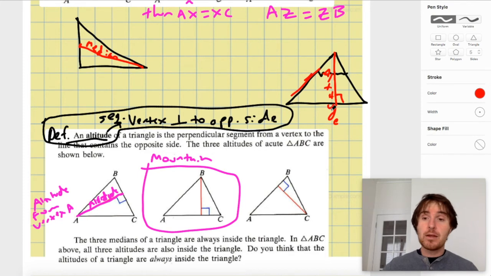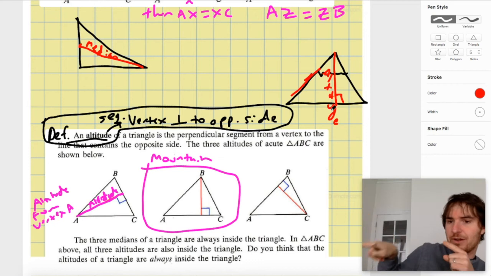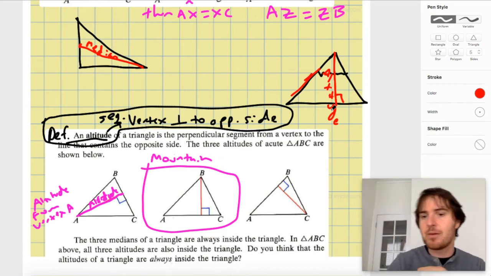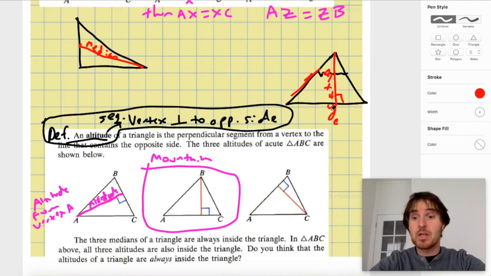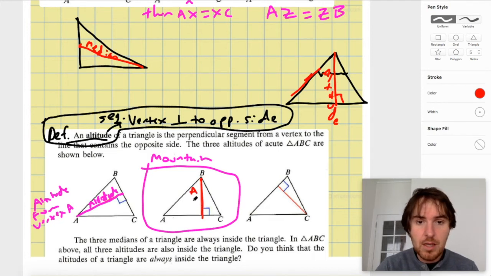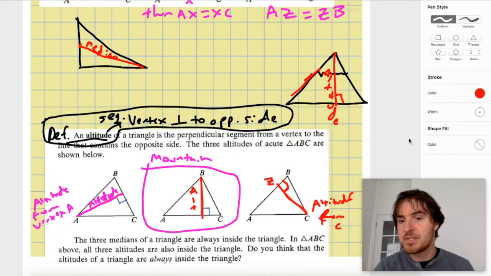I'm on the second floor right now of my new home. How high I am, I'm not going to count going down the stairs and coming around. I drop a perpendicular down to the surface of the earth, and that distance would be the altitude. So here's our altitude, vertex to the opposite side, perpendicular, and here is the final altitude, vertex to opposite side, perpendicular. This would be the altitude from C. Maybe we'll call that CZ right there.